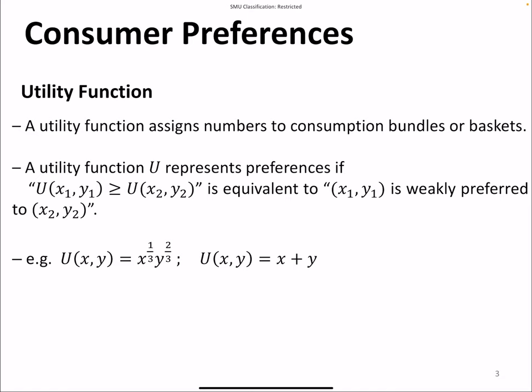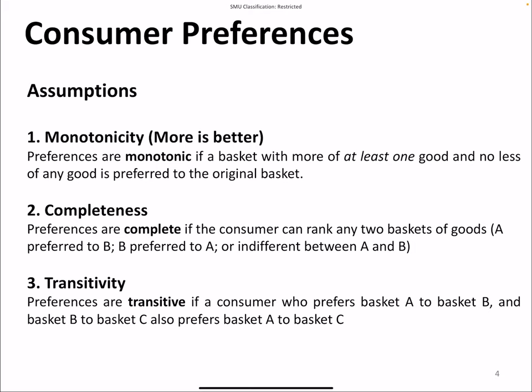So for example, you can have a utility function like this. It's your choice. You have infinitely many options for utility function depending on your preference. If you have this kind of function, it sends the two-dimensional number to the one-dimensional number, and it gives you the magnitude of your happiness for each consumption basket. But not all functions can be a utility function. It has to meet these three assumptions to call this function a utility function.